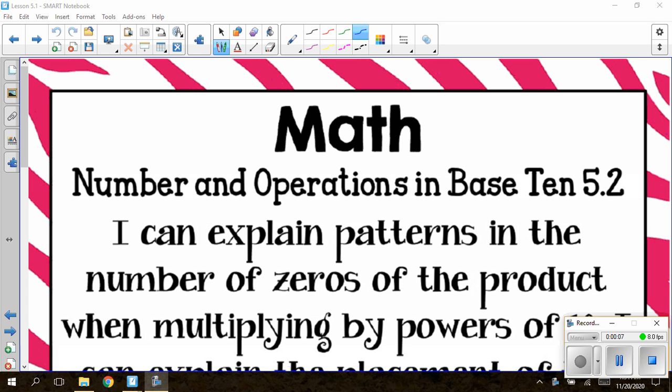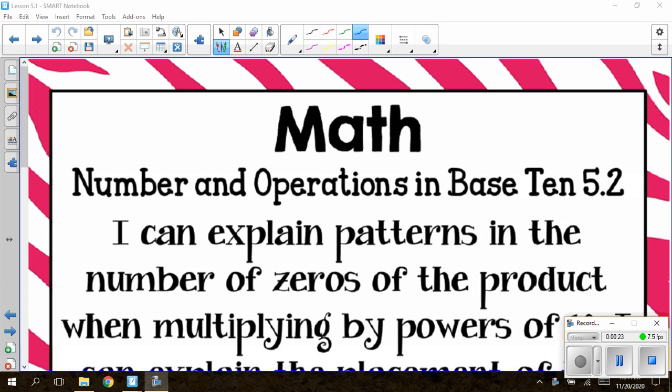Chapter 5 is over division with decimals. Today, our decimal division lesson is Division Patterns with Decimals, Lesson 5.1. I am on page 291 in our textbooks.